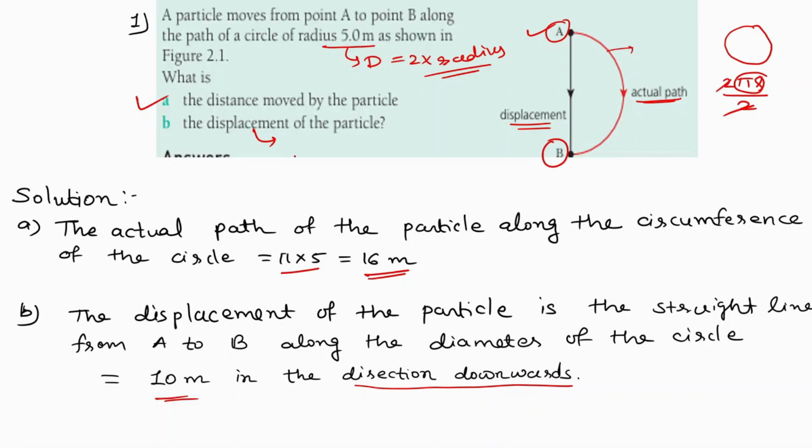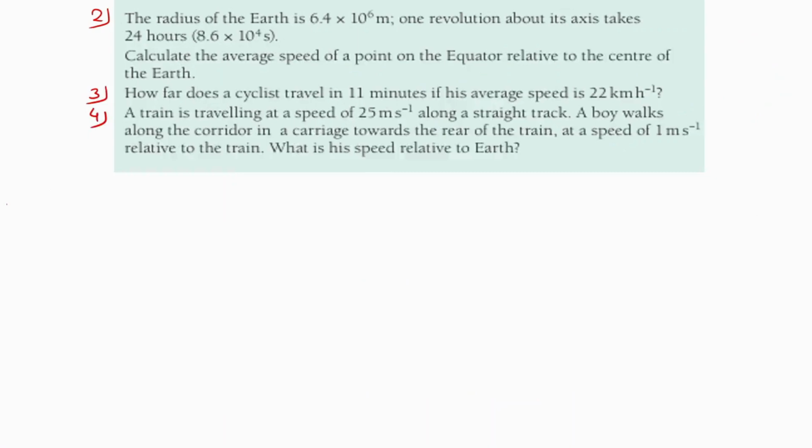Now we go to question number two. Question number two says the radius of the Earth is 6.4 into 10 to the power 6 meter. One revolution about its axis takes 24 hours, which is about 8.6 into 10 to the power 4 seconds. We have to calculate the average speed of a point on the equator relative to the center of the Earth.